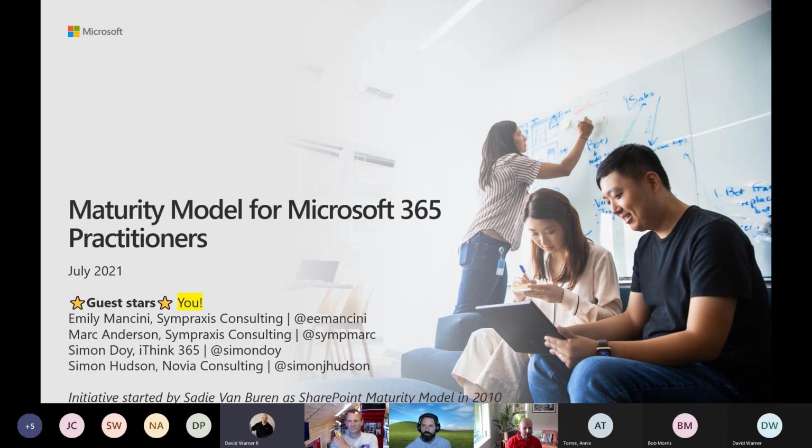Thank you for that. So today, in the last few sessions, we've been talking about various aspects of the maturity model. And today we're going to talk about some tooling that, to be fair, Mr. Hudson has done most of the work on, to help you understand how you could run some workshops around the maturity model for Microsoft 365. So we look forward to your thoughts and feedback.